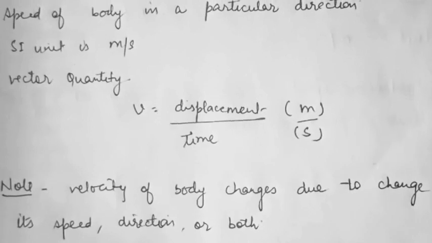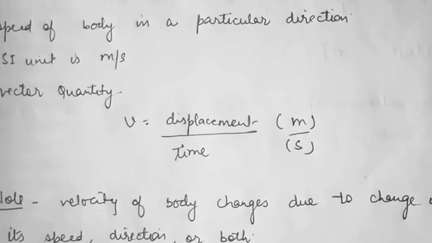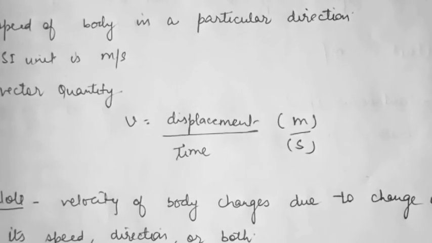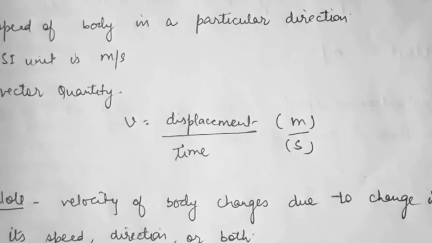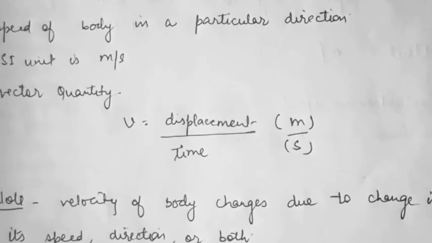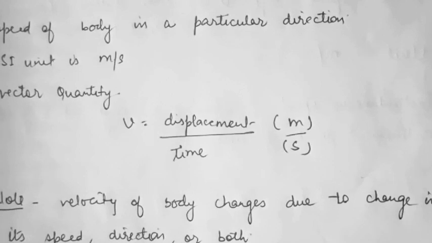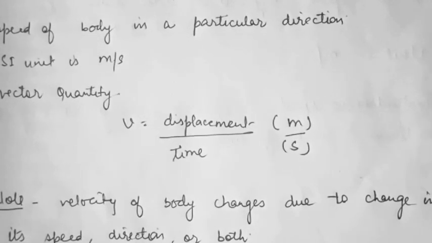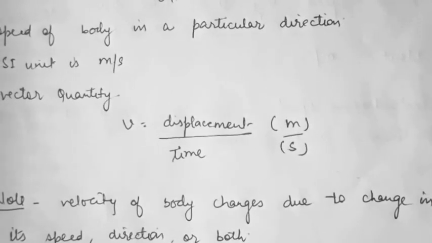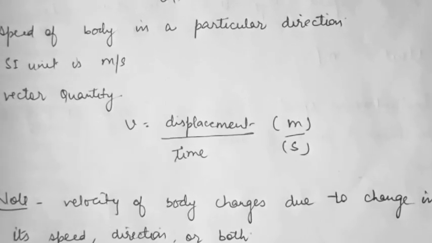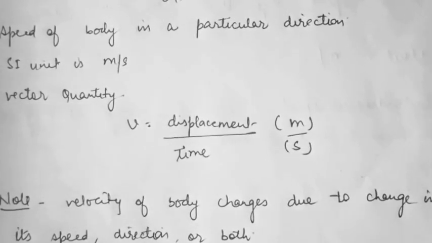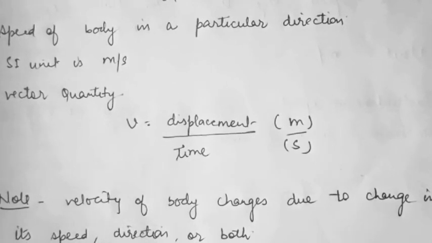Also, if you see the note section, I've written that the velocity of a body changes due to change in its speed or direction or both. So if a body is traveling in a certain direction with a speed, then that speed is its velocity. But if the direction changes, although the speed is not changing, now the velocity has changed, because the direction is not fixed.